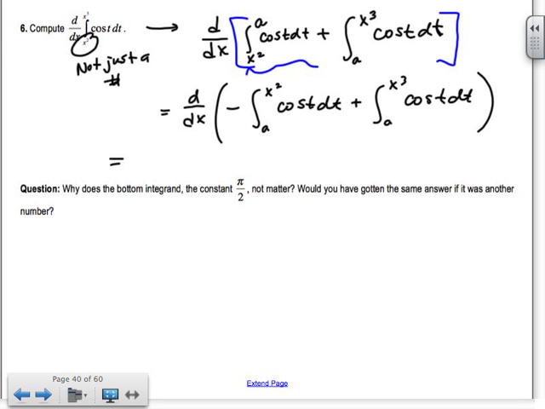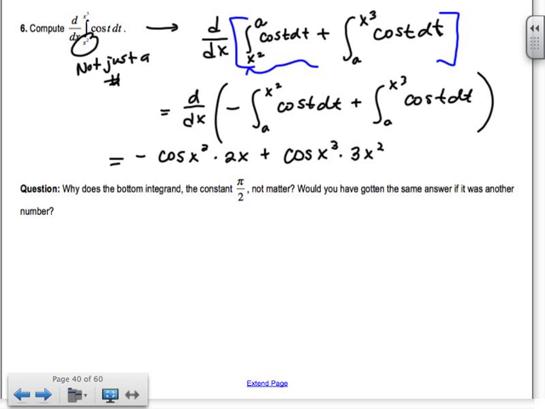Are you guys understanding this? Just changing things around. So now you can plug in the x squared. So you get negative out front, cosine of x squared times 2x, chain rule, plus cosine of x cubed times 3x squared. That's it.